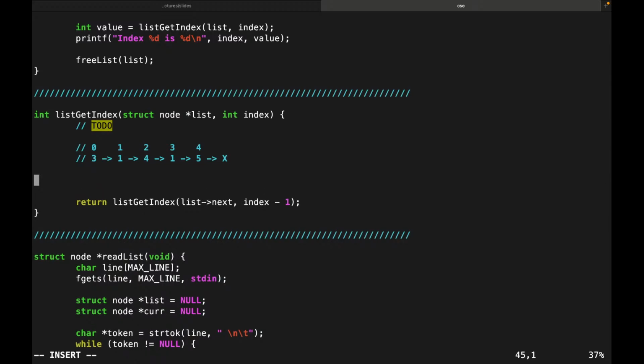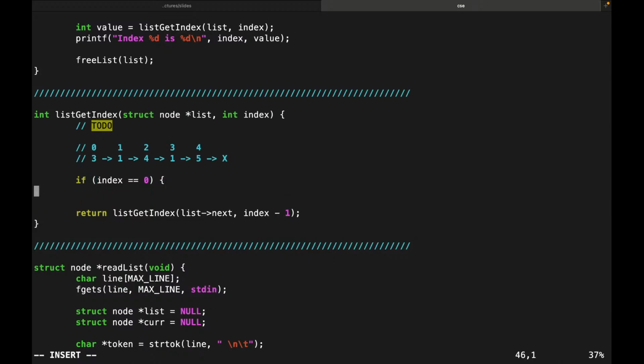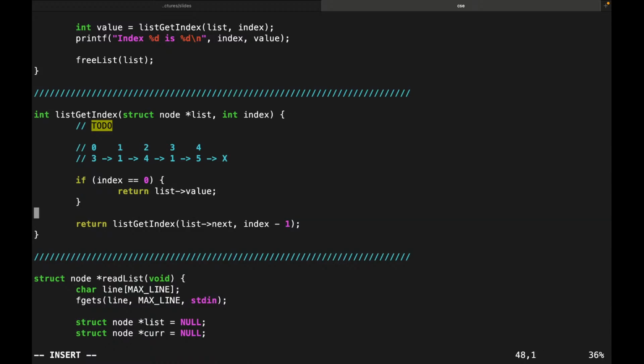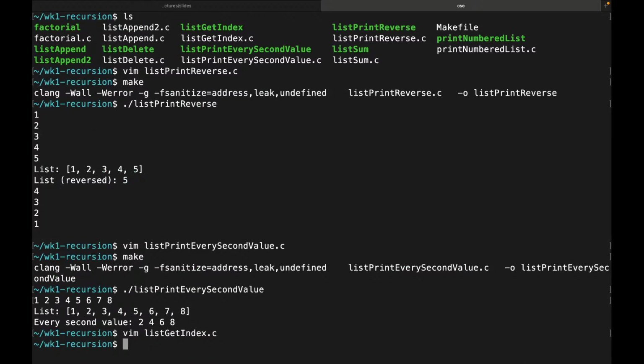What is our base case? Because with this, the program's never going to stop. So the base case is if index is 0, then we just return whatever's in the first node. So if index equals 0, return list value. Okay. Cool. And there's an implicit assumption here that index is non-negative, just like with factorial.